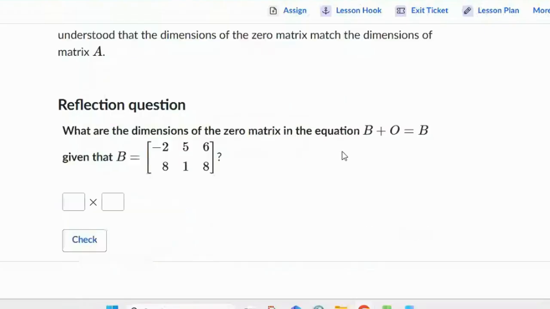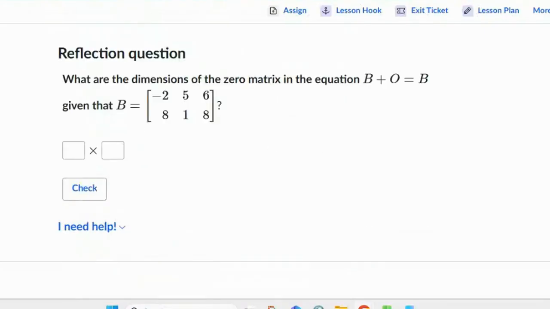Oh, here's an interesting question. If we want to add a zero matrix to B, here's B. What dimensions will our zero matrix have? How big does it have to be? What are the dimensions of the zero matrix that we're adding to B? Yeah, the only way we can add matrices together is if they're the same size. So it has to also have 2 rows and 3 columns. Good job, Alexander. Pick 2x3. Perfect.